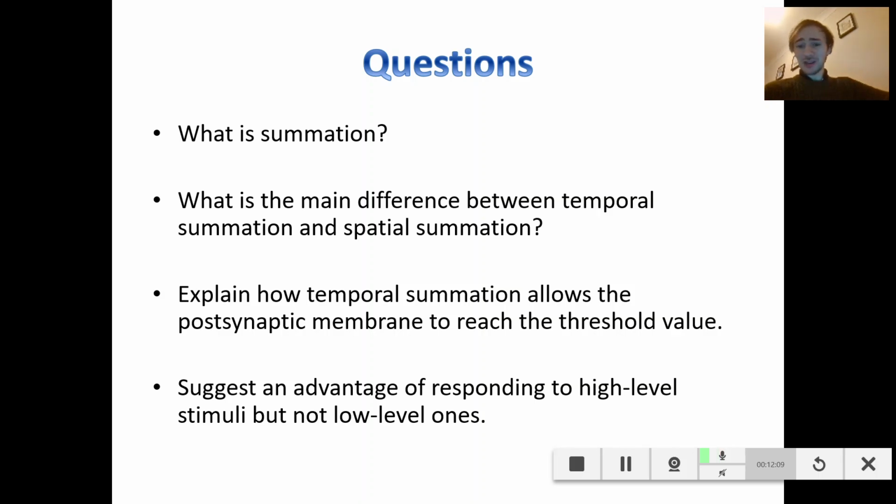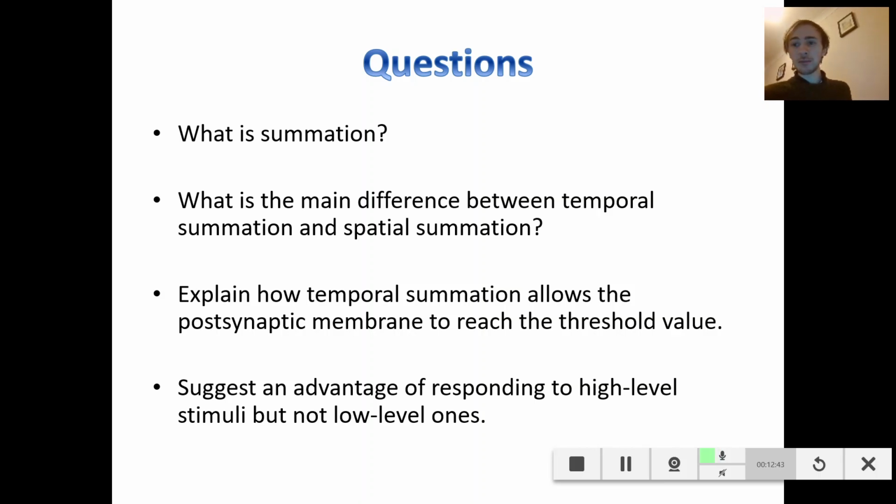Explain how temporal summation allows the postsynaptic membrane to reach the threshold value. Well, because each time an action potential happens, and bear in mind with temporal summation we're having lots, each time it happens we'll release small amounts of neurotransmitter, and each time we release small amounts of neurotransmitter, a few sodium voltage gated ion channels open. So if it happens multiple times with lots of neurotransmitter, enough sodium voltage gated ion channels will open to reach a threshold.